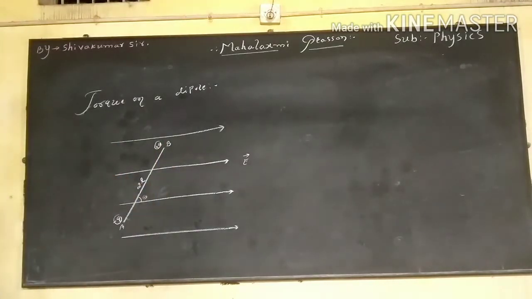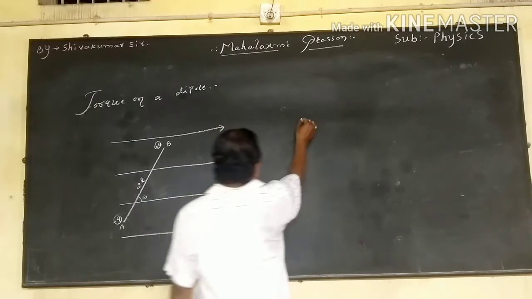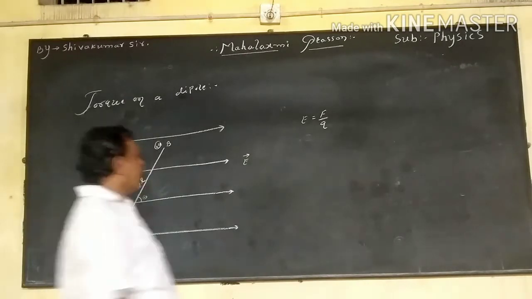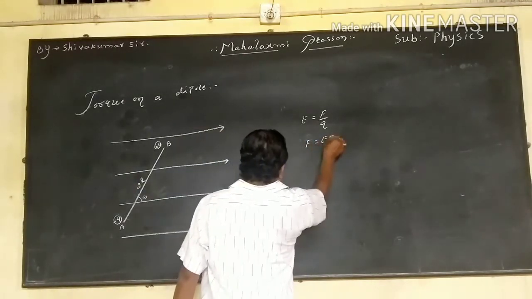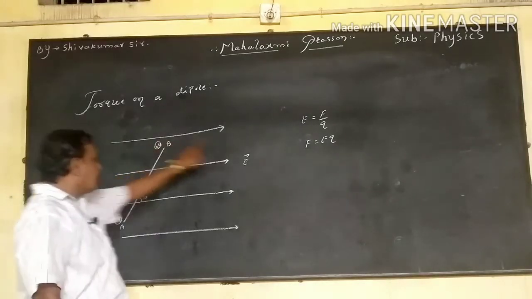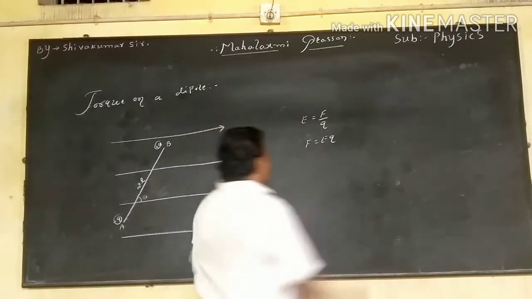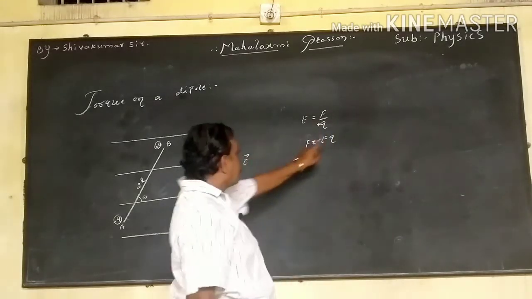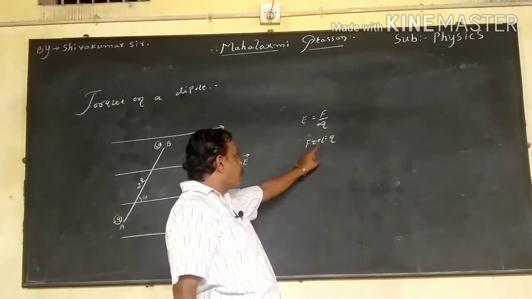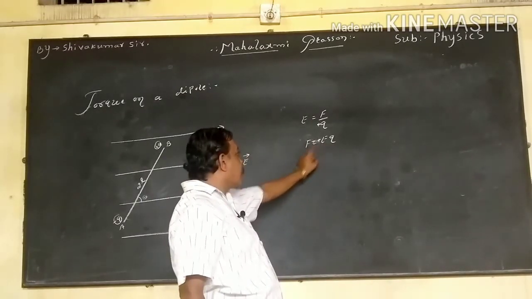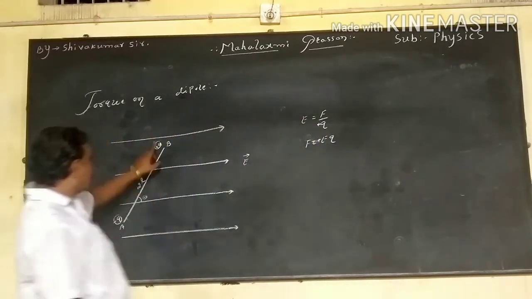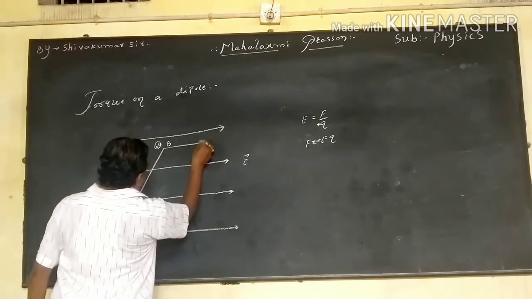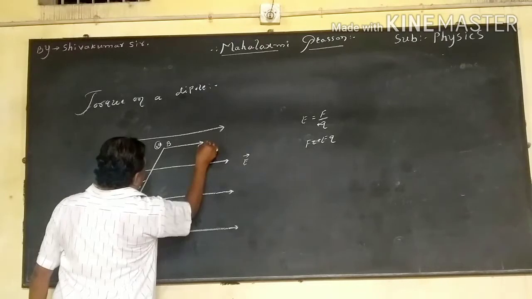We know that when a charge is in the region of an electric field, E equals F by Q. Then F equals E into Q. When the charge is in the region of an electric field, it experiences a force. For the positive charge plus Q, I can write F equals plus EQ. The positive sign indicates that the direction of the force is along the direction of the electric field. F equals EQ.